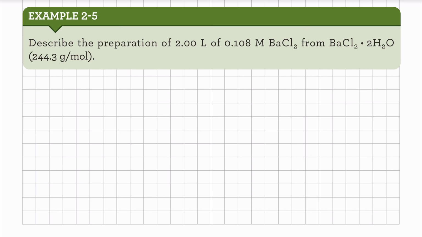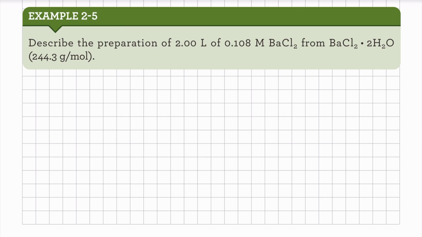Okay, let's practice this last question and wrap this session up. It says, describe the preparation of 2 liters of 0.108 molars of BaCl2 from BaCl2 connected to 2 water molecules. You can see that the molar mass is already given in the question. To start solving this question, we are going to calculate the amount of BaCl2 which is available in this solution, and then we can convert from mole to grams.